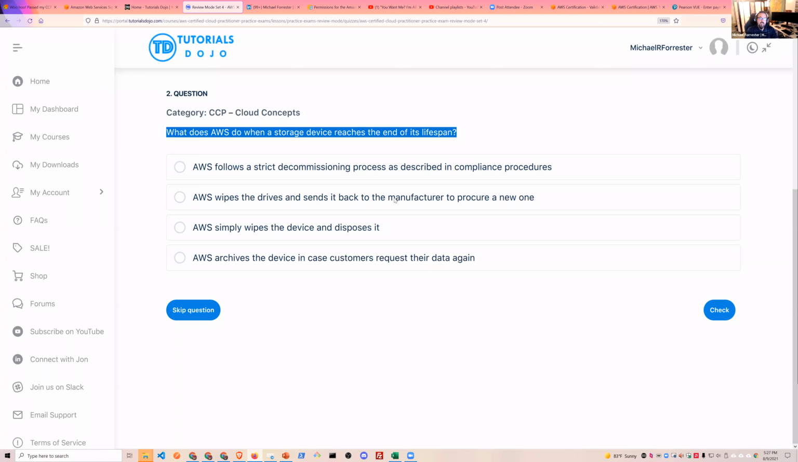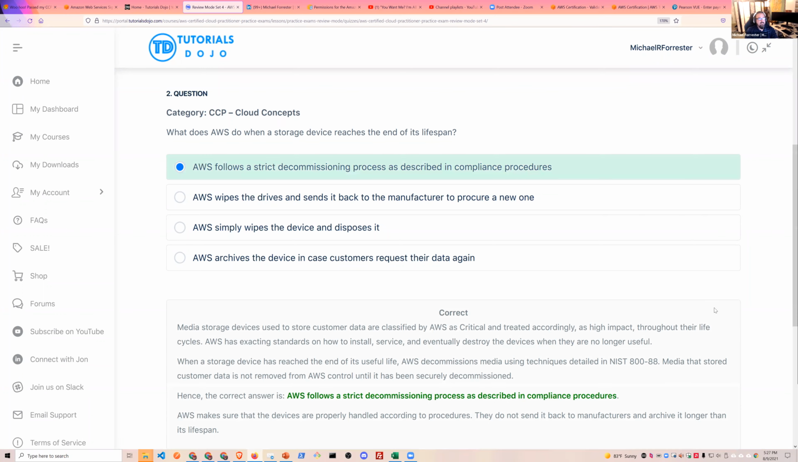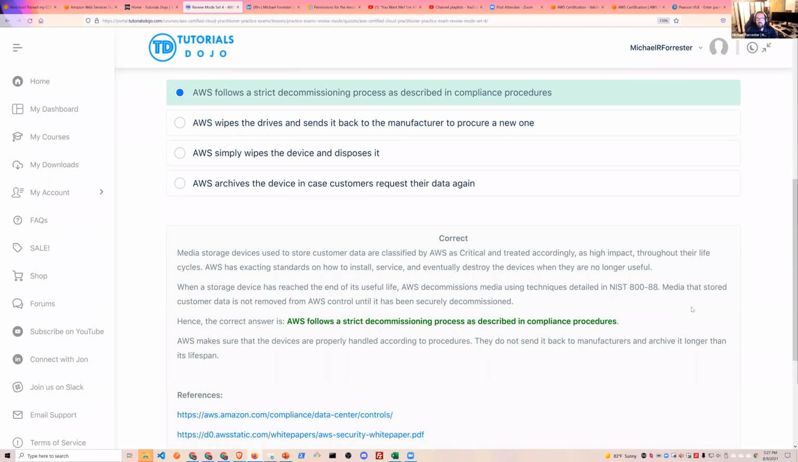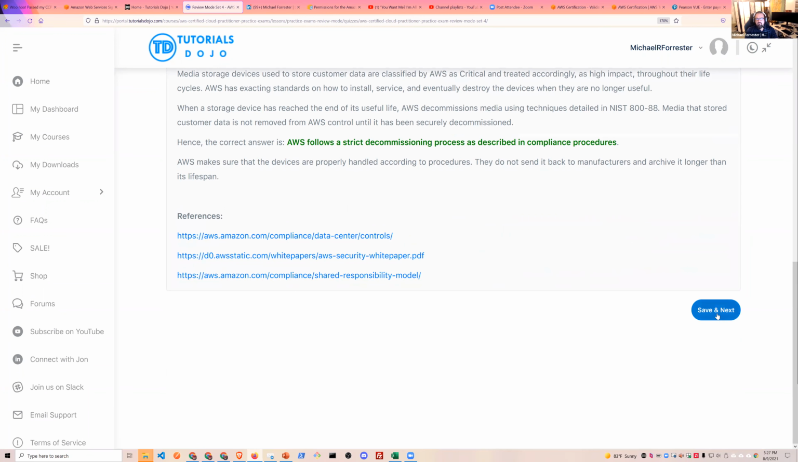You know, considering how security conscious AWS is, I would assume that it's actually going to be 1, right? Because they're going to follow all the compliance procedures. And I think actually I've seen dust from them grinding hard drives. So it seems like some of you agree. Let's check it out. Yeah, 1. They're not just going to throw them away. They're going to follow compliance procedures for this. Makes sense.